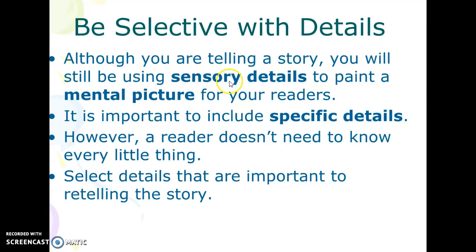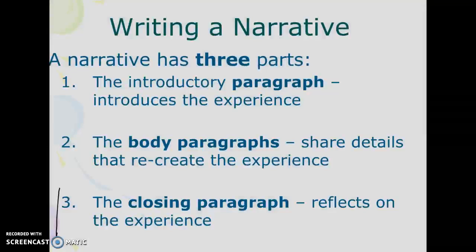Basically, we want sensory details. We want to paint a mental picture for our readers. So the idea with sensory details is you can see it, hear it, smell it, taste it, touch it. But we also need specific details from the entire event. However, our readers don't need to know every single little thing. So ask yourself, what don't we need? So when you're crafting the story, planning it out on that graphic organizer, make sure you select details that are important, that will help you retell the story, and avoid the stuff that isn't necessary or important.